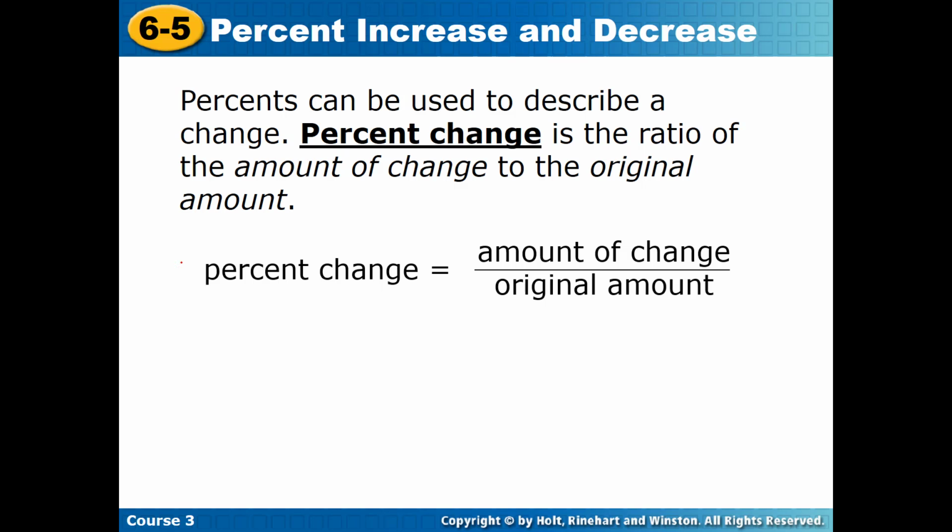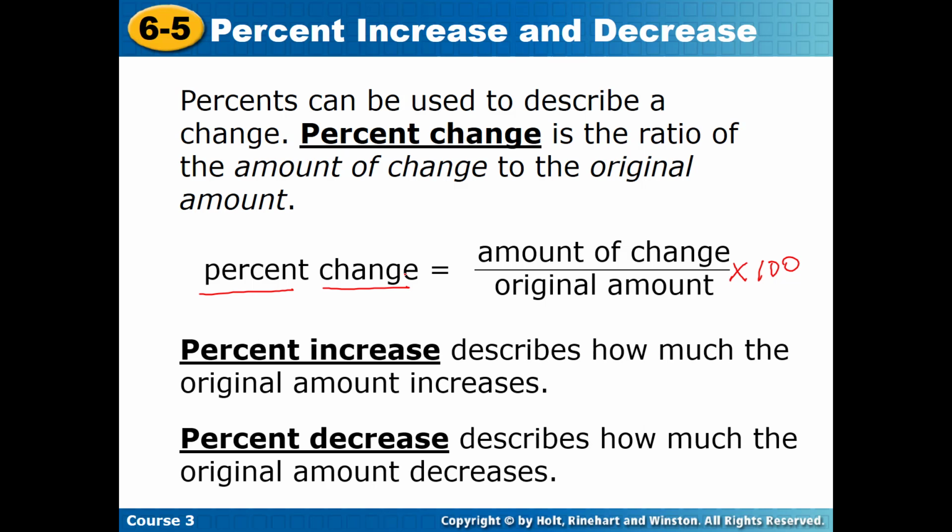So percent of change is just the amount of change divided by the original amount. And then what we're going to do with this, because when you do this answer, you're going to get a decimal. So what I would like for you to do is multiply by 100. And that will then convert your answer into a percentage. So it will be a percent of change. Now, like I said, there are 2 types of percent of change that you can have. One is called percent of increase. Percent increase describes how much the original amount increases or goes up. Percent decrease describes how much the original amount decreases or goes down.